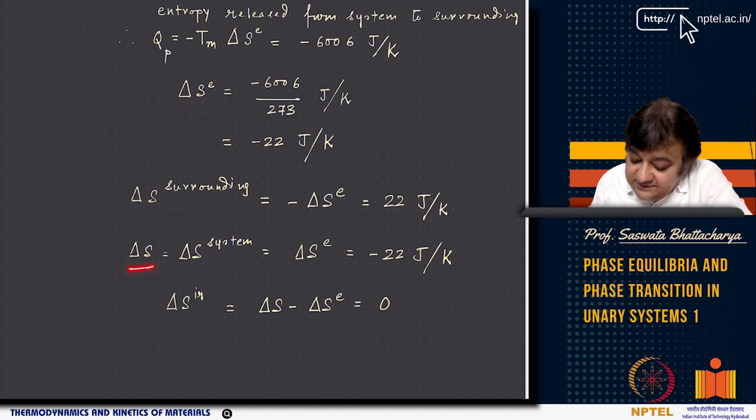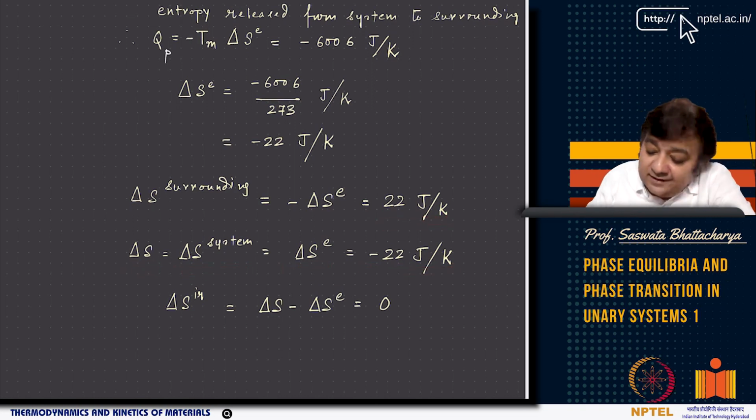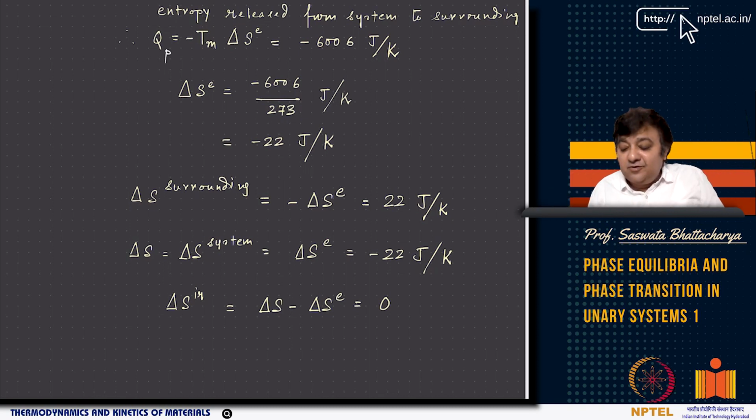So delta S of the system, which is minus 22 joules per Kelvin, and this plus 22 joules per Kelvin. Again, remember this is all calculated per mole. We have taken 1 mole of ice, and I am looking at 1 mole of ice converted to water, or 1 mole of water converted to ice. Here we are looking at 1 mole of water converted to ice.